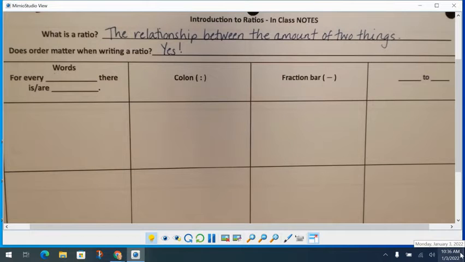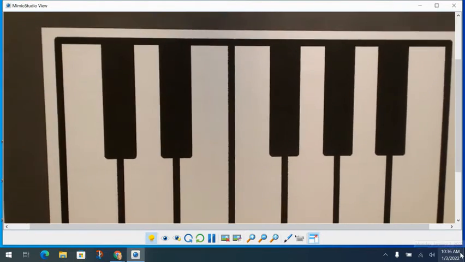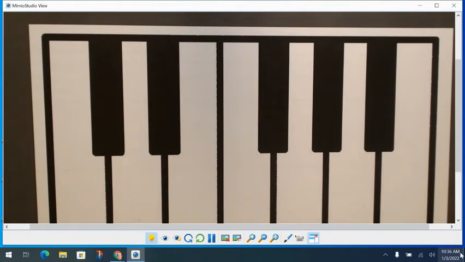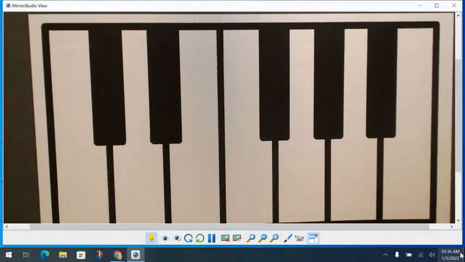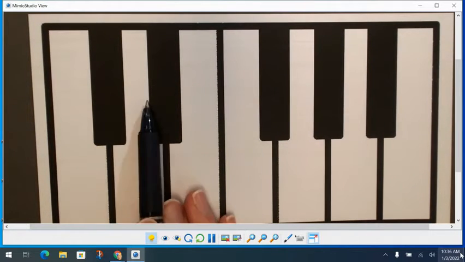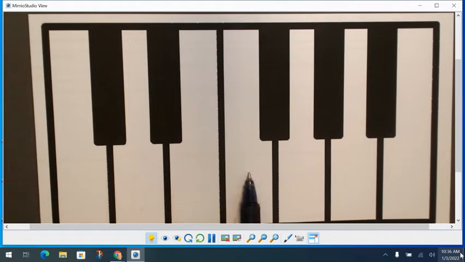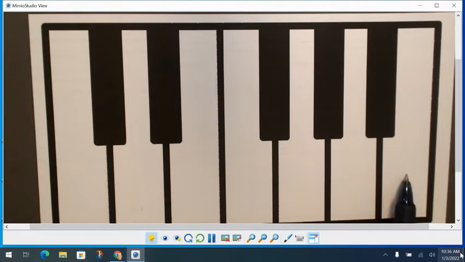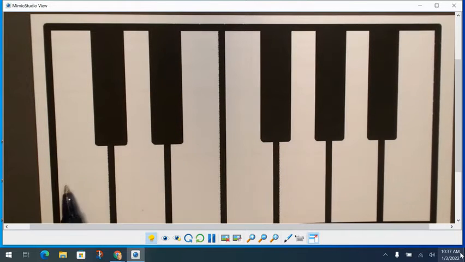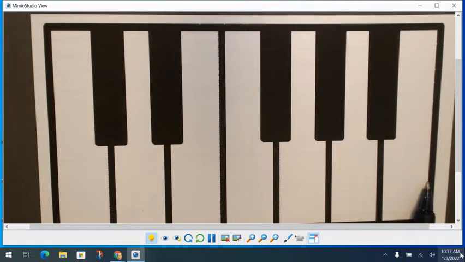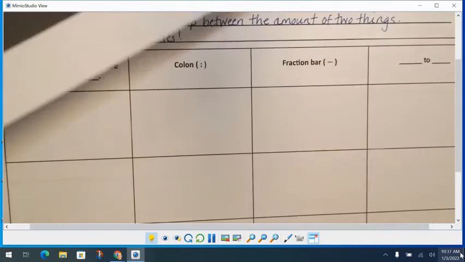So the first example I have here are some piano keys. So we're going to look at the ratio of black keys to white keys in this picture. Well, in this picture, I see I have 1, 2, 3, 4, 5 black keys, and I have 1, 2, 3, 4, 5, 6, 7 white keys. Now I'm specifically going to write the ratio of black keys to white keys. So my ratio has to follow that as I write it.